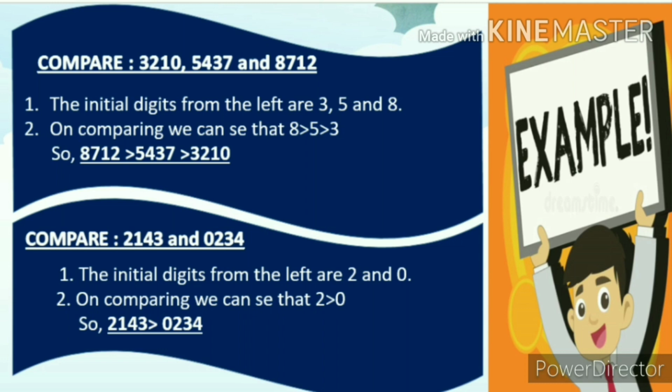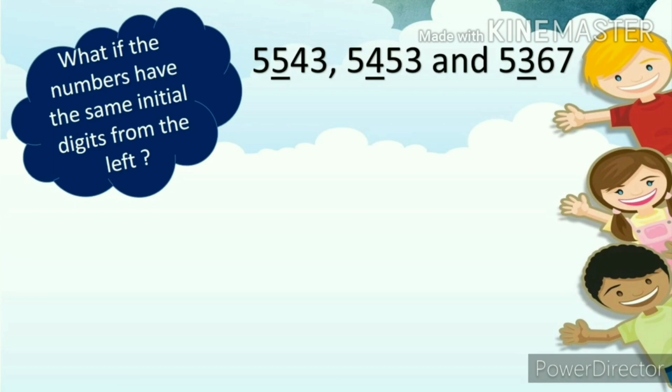What if the numbers have the same initial digits from the left? In such cases, move on to the second digit from the left and then compare. For example, in the numbers 5543, 5453 and 5367, the initial digits of all the three numbers are same.